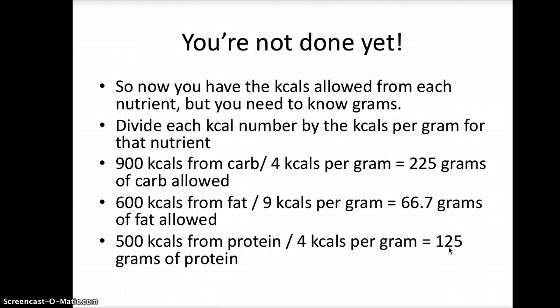So it's a two-step process. First, you multiply your total calories by the percent of calories from each nutrient, and then divide by that nutrient's calories per gram to get your answer for the number of grams allowed.